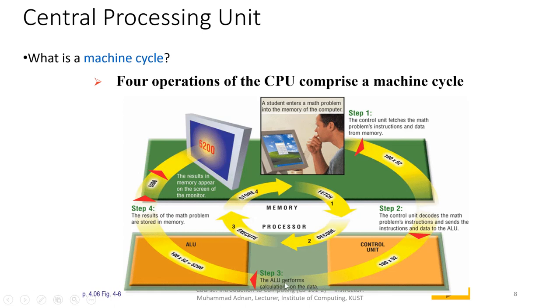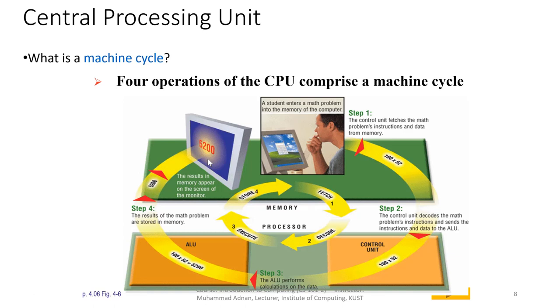For example, if it is a multiplication operation, then 2, 3, or 1,000 of these numbers will be multiplied, and the result will be sent to step four, where the result of the math operation is stored in memory, and then further on the result in the memory appears on the screen of the monitor. So whatever you see on the monitor is in fact fetched from the main memory.